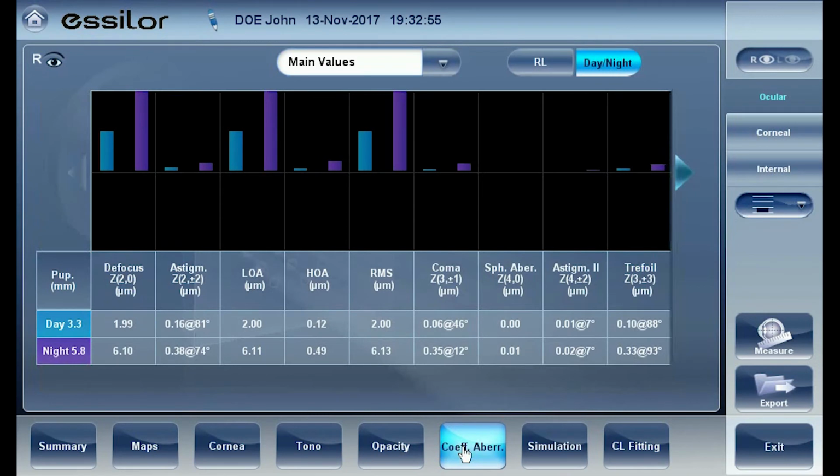Let's move on to the information related to light sensitivity. We have to look at aberration values of RMS. In blue, we have the RMS value throughout the day and in purple throughout the night. We can see a significant gap during the two lighting conditions. This gap means that the patient is more subject to glare and halos.